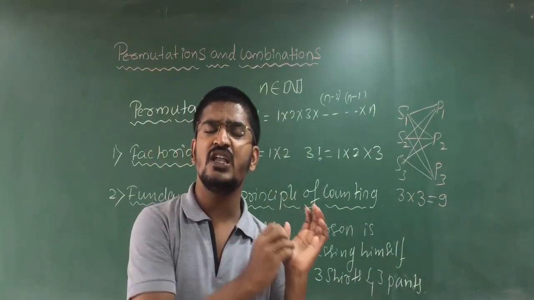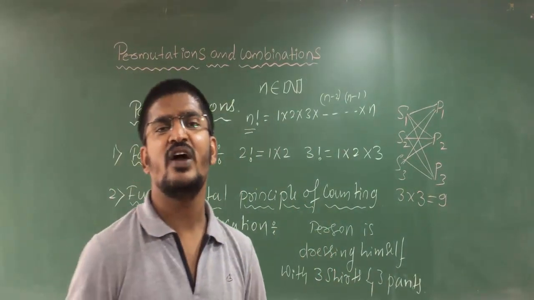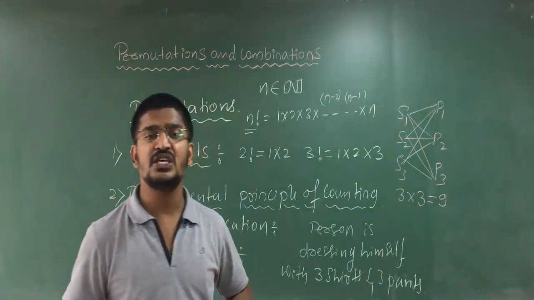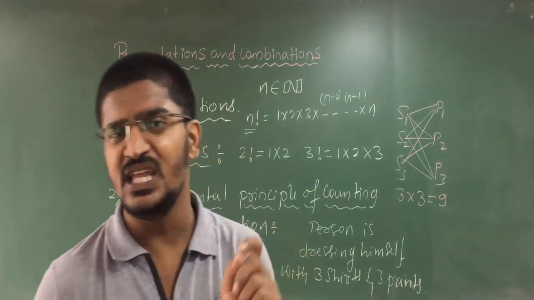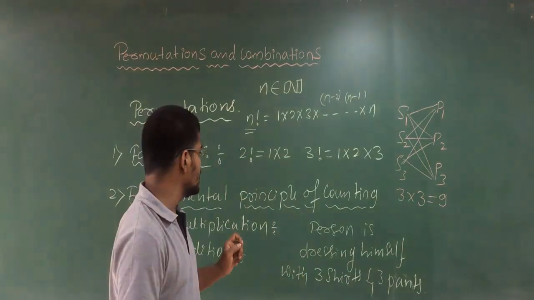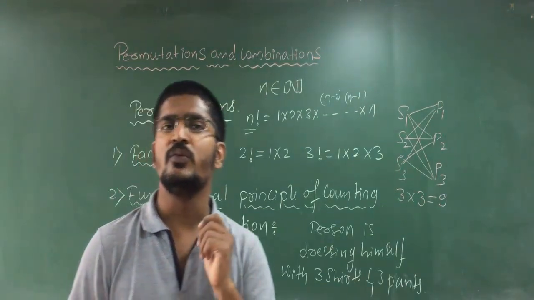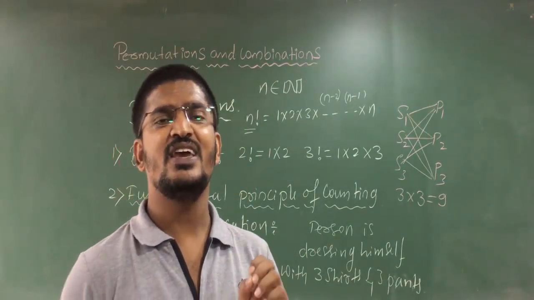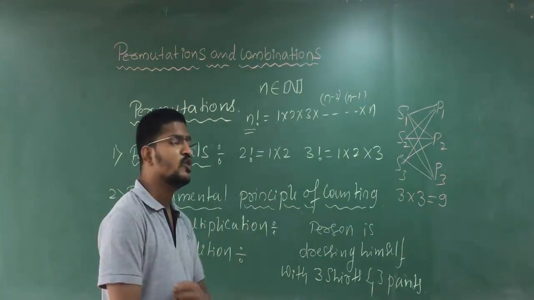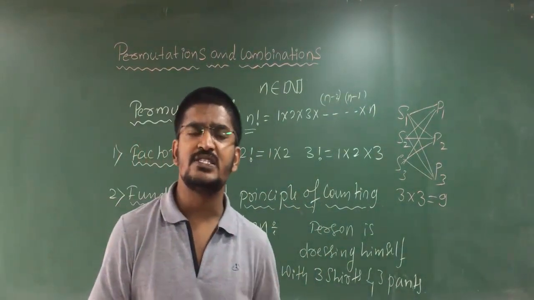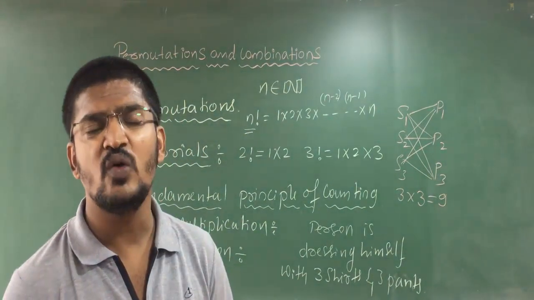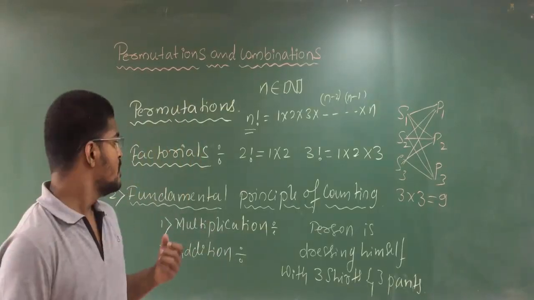Because here the event is a dependent event. So in the form of dependent events, your fundamental principle of multiplication will be carried out. The fundamental principle of multiplication is going to be used whenever the event is dependent. Clear students? So in such cases we use the fundamental principle of multiplication in counting.